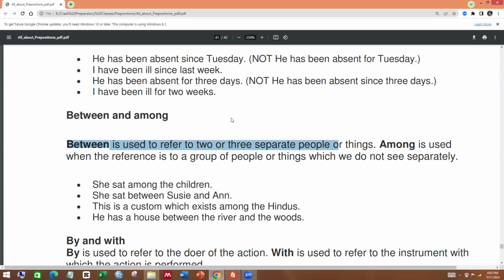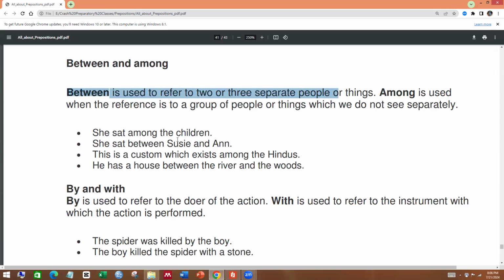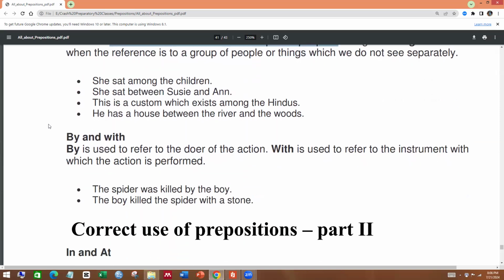She said among the children, she said between Susie and Anne. Commonly it is taught that between is used for more than 2 things, but that is not so, it can be about 2 things and also more than 2. This is a custom which exists among the Hindus. He has a house between the river and the woods. By and with, this is very easy. By is used to refer to the doer of an action, with is used to refer to the instrument with which the action is performed. The spider was killed by the boy. The boy killed a spider with a stone.